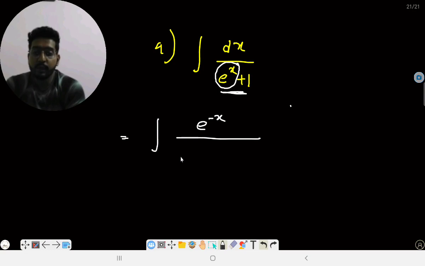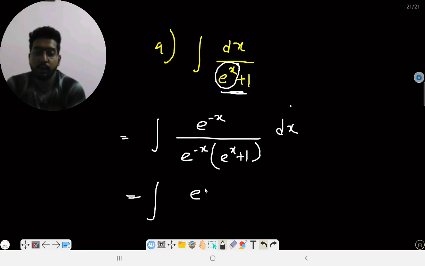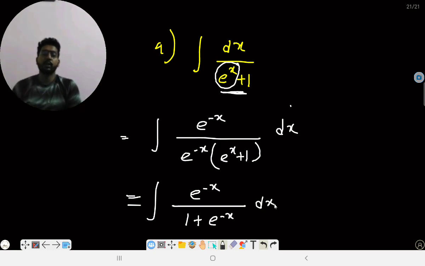e to the power minus x will become e to the power minus x into e to the power x plus 1, and there is a dx. So that will be e to the power minus x, and look at the denominator here. If I multiply, it will be 1 plus e to the power minus x dx, like this. Now what will be the integration of this one?